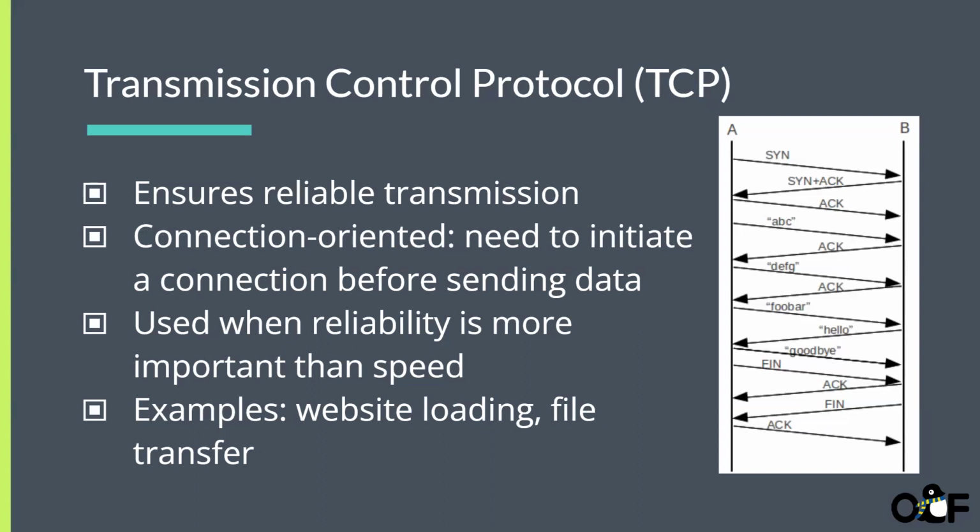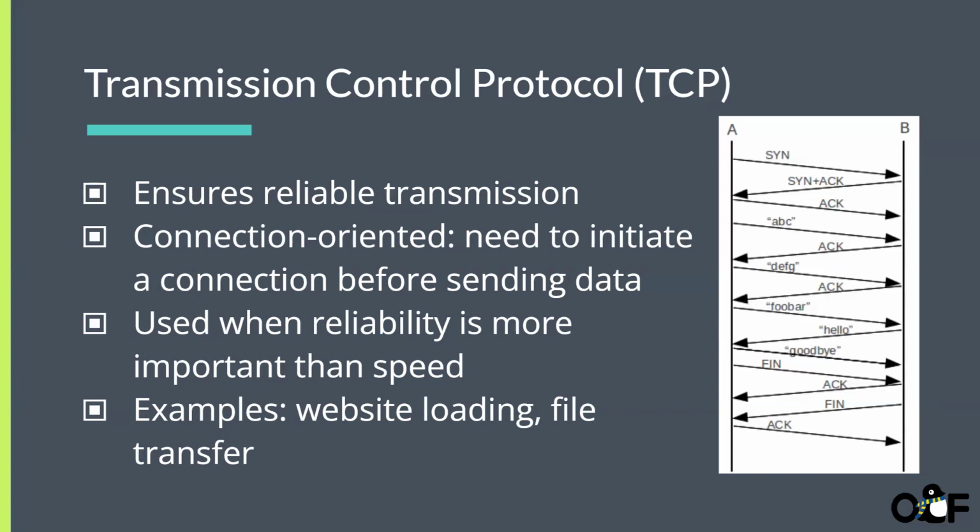For instance, in this diagram we have hosts A and B. Host A wants to send data to host B, so it sends a flag to host B. Host B replies with an ACK flag. ACK stands for acknowledge. Going back and forth, it establishes a connection and then sends its data.